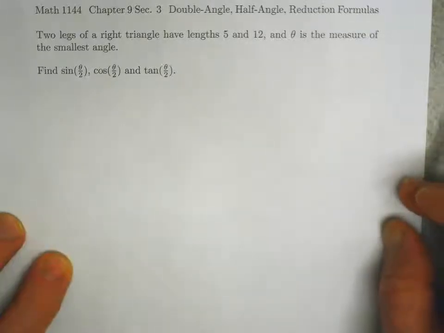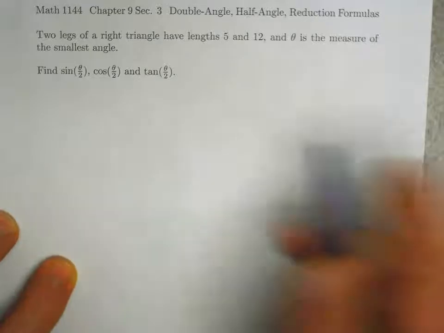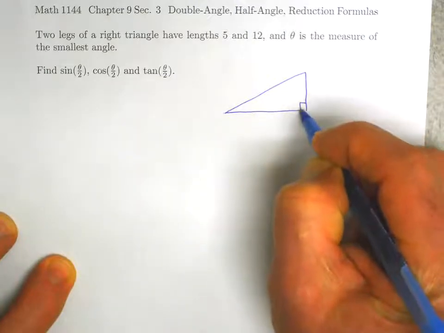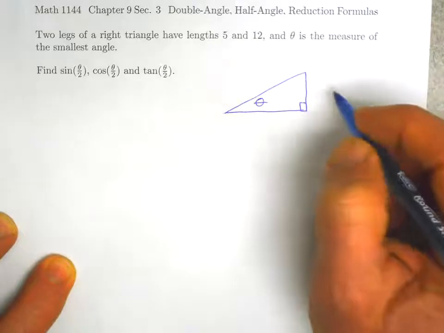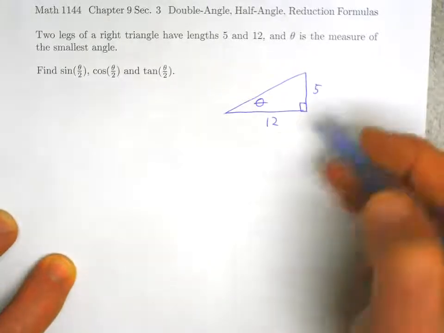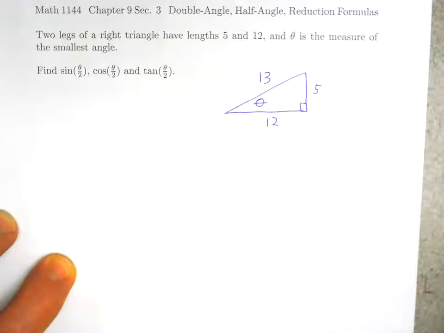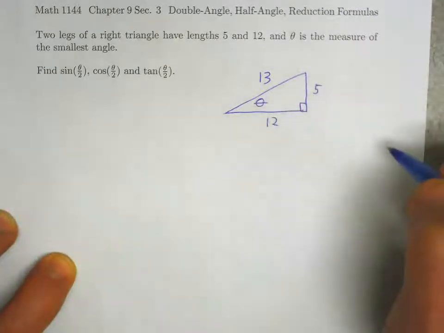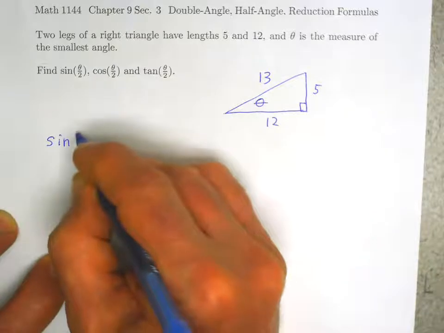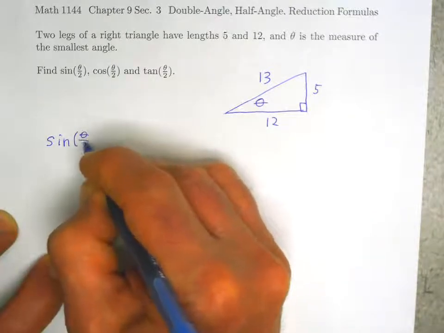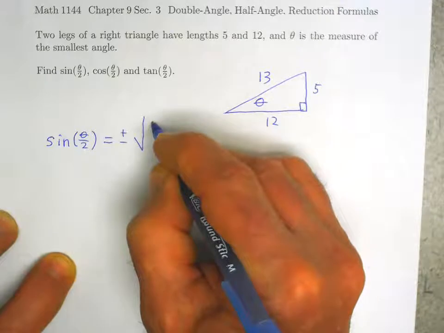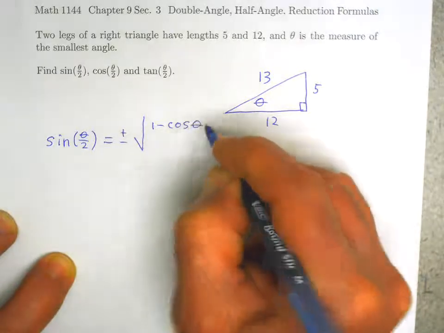So if we construct a right triangle, we can do something like this. Theta is the smallest angle. The two legs have lengths 5 and 12. The hypotenuse, using the Pythagorean theorem, we can find that the hypotenuse is 13. So for sine of theta over 2, using the half angle formula, sine of theta over 2 is equal to positive and negative square root of 1 minus cosine of theta over 2.